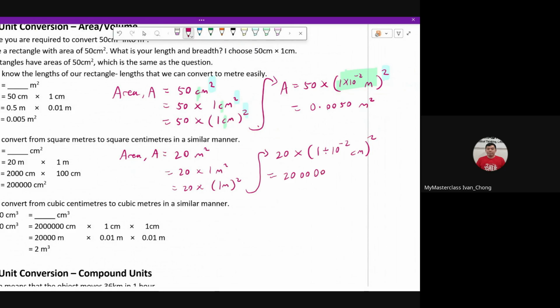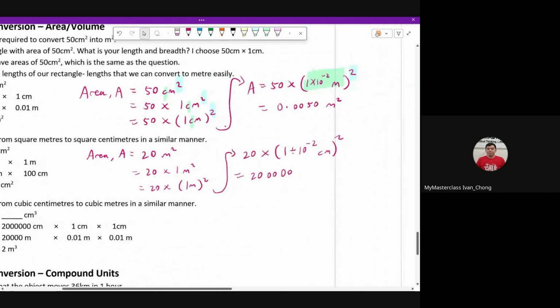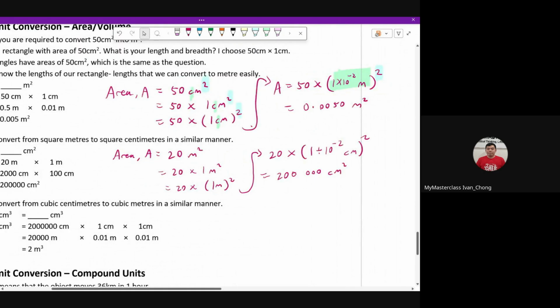So you actually end up with 200,000. So to make things clearer, 1, 2, 3. Just take note, you want to leave a space in between so that it's easier for us to see the marker, I mean. So you can see over here, meter square, we will have a square over here as well. Square, square, square, square, the whole thing square.